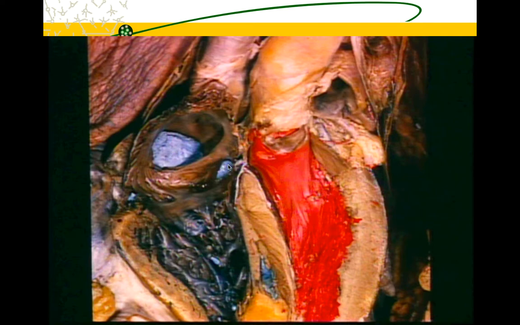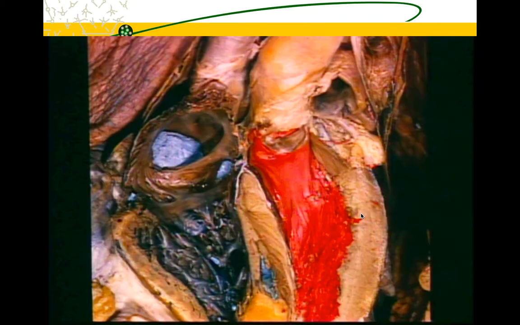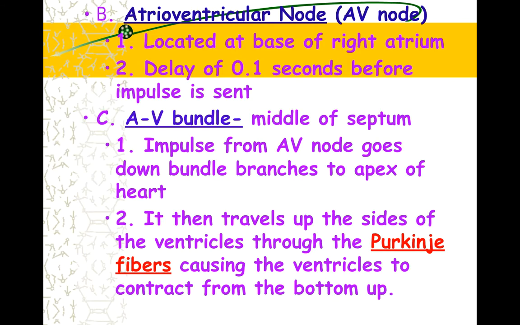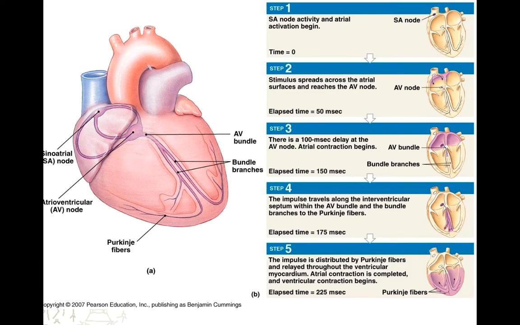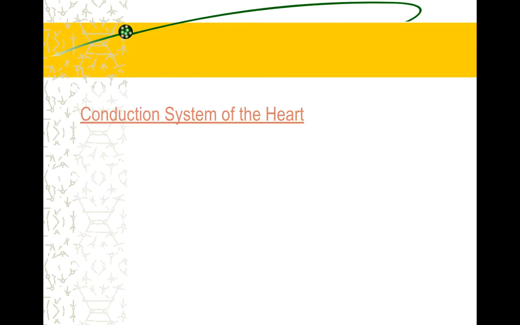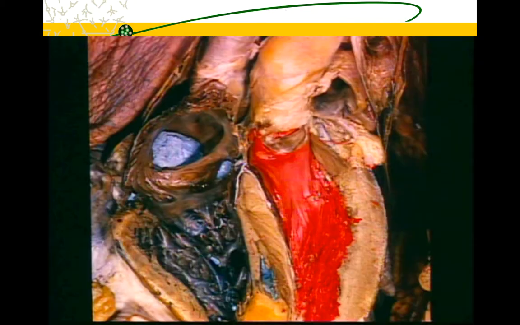Okay, we can see some here. We can see some in the interventricular septum, okay? So again, specialized myocardial cells are going to cause the conduction system of the heart to work, and that conduction system is explained here in these 5 steps, okay? So you don't need to write this part down because you've hopefully written it down this way, all right?